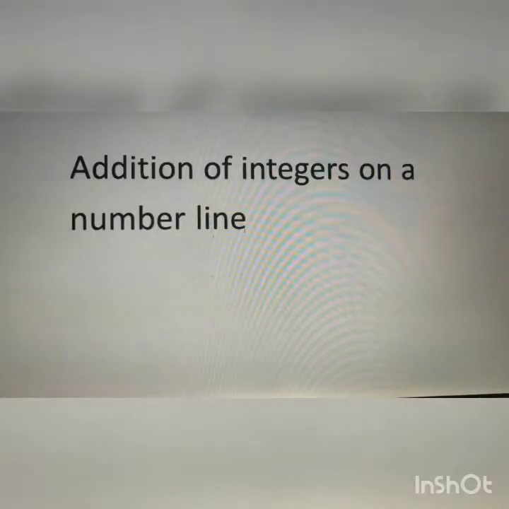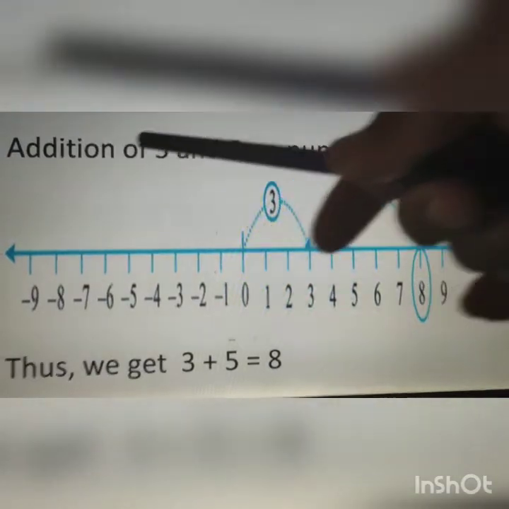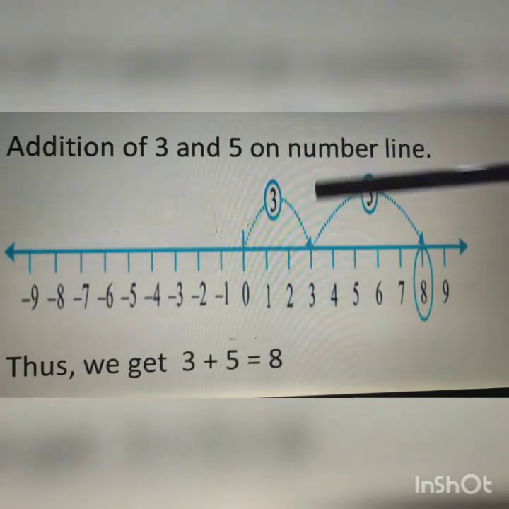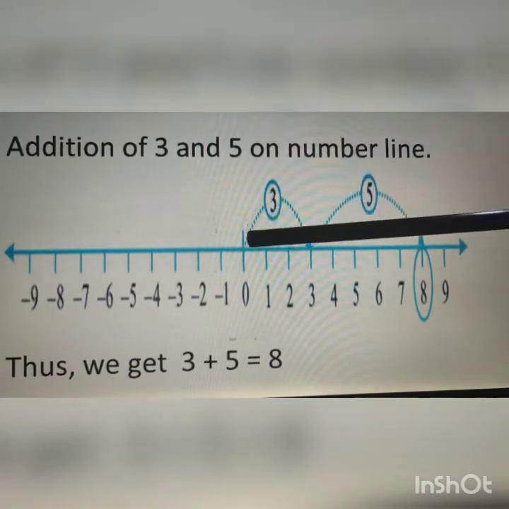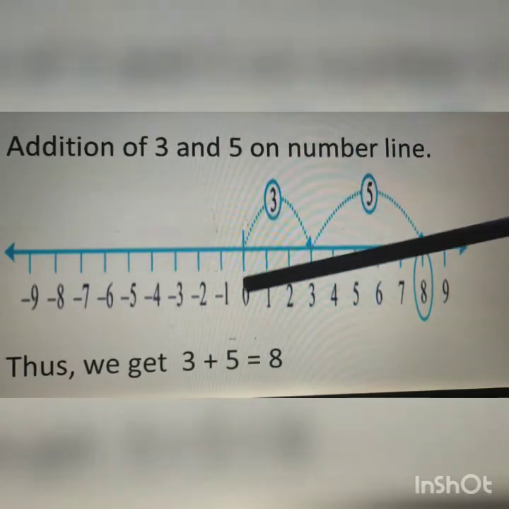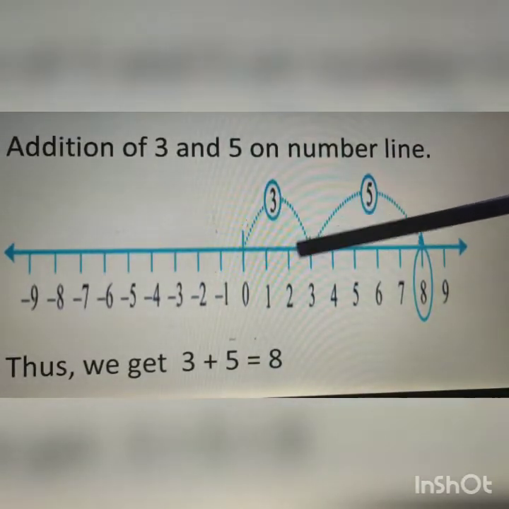Let us see how to add integers on a number line. Addition of integers on a number line. Addition of 3 and 5 on a number line. So we have to do 3 plus 5 on the number line. First we will mark 3 from 0. So 3 is a positive integer. It is on the right side of 0. So from 0, 1, 2, 3.